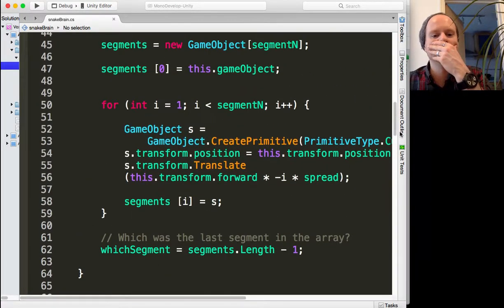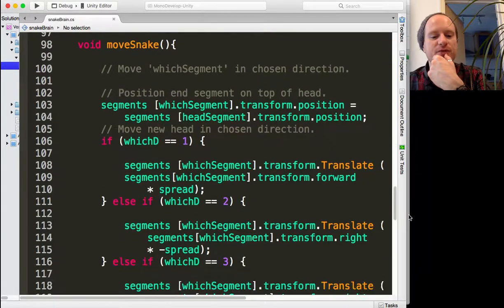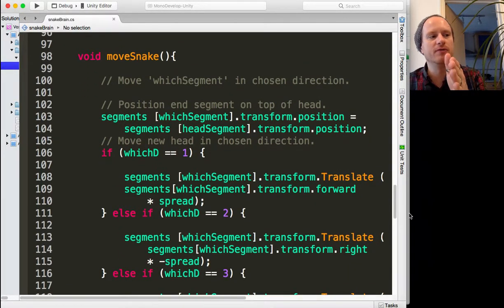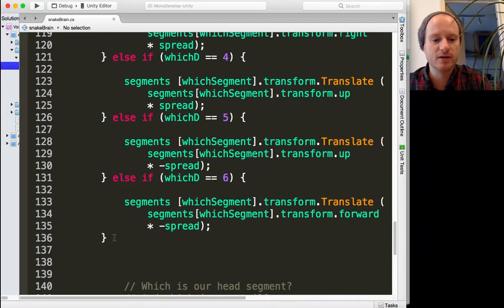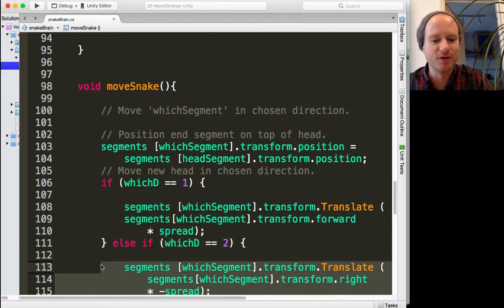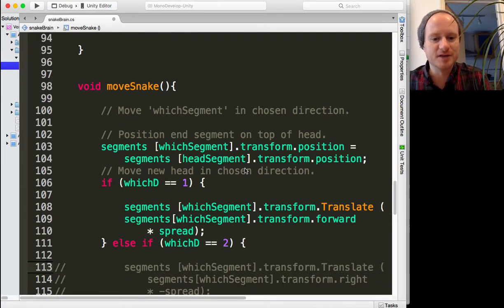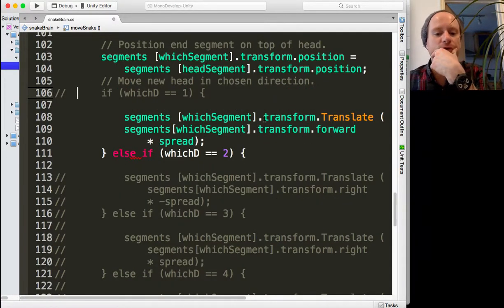So, you know what I've just thought of? In the snake's movement, we only want to be going forward because we're rotating the snake now. So its forward direction will change. So we only need one of these. I'm not going to delete them, I'm going to comment them out just in case I'm wrong. So let's comment all of those out. We don't need to make a decision. We just want to move the snake forward, and we don't need this one.